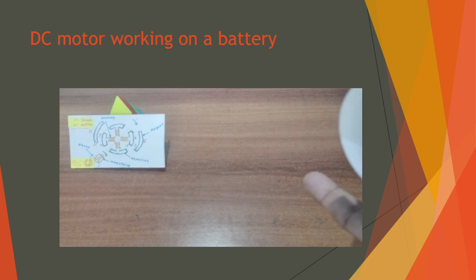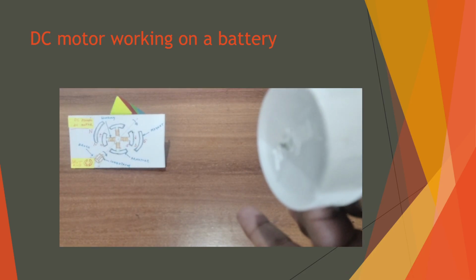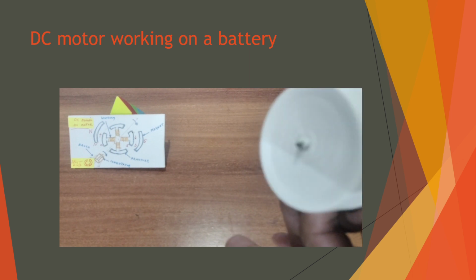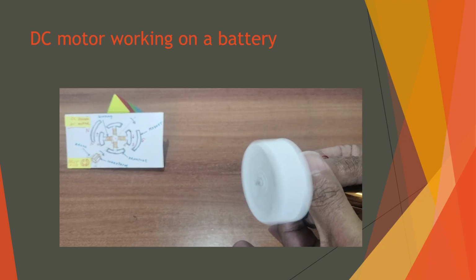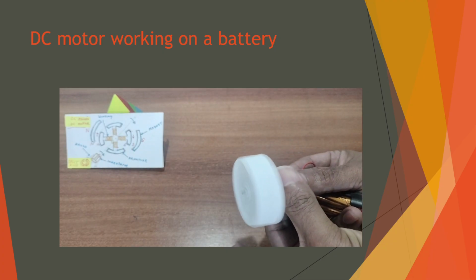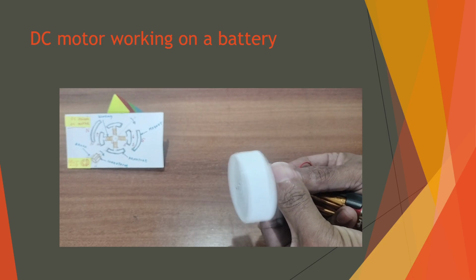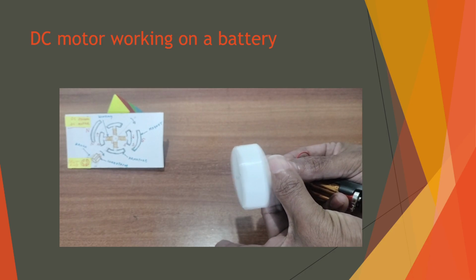Now I am connecting this motor to a small battery, 2 into 1.5 volt, giving 3 volts DC. Now just see that this is connected to a wheel, and the wheel rotates at a high speed. It's a 3 volt DC motor. Can you see this?